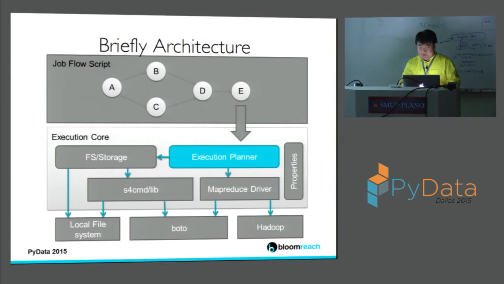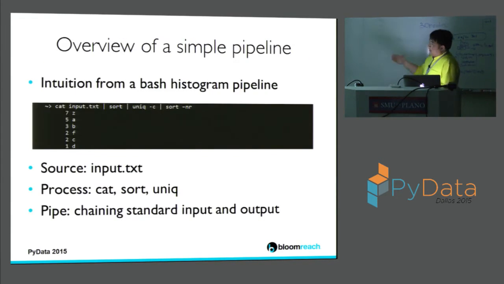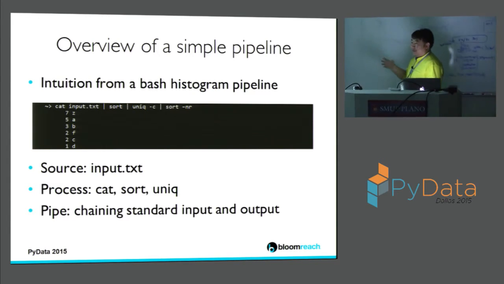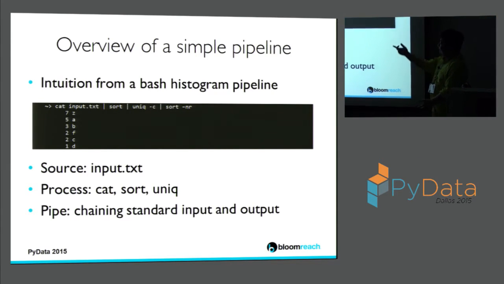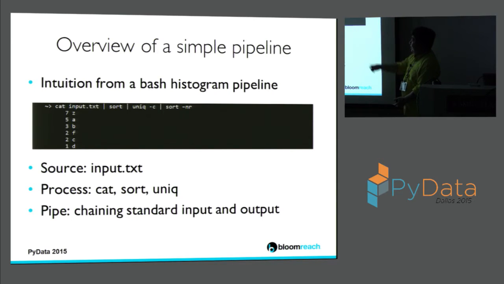So let's continue to the first component, which is the execution planner. Let's step back a little to see where the intuition comes from. People are familiar with this type of pipeline; I think everybody uses it in shell scripting. You get some data, sort it, uniq -c, and this is called a histogram. People really love this at BloomReach because it's quick. If you have several gigabytes of data, there's no problem, and you can get a quick analysis of how your data looks.